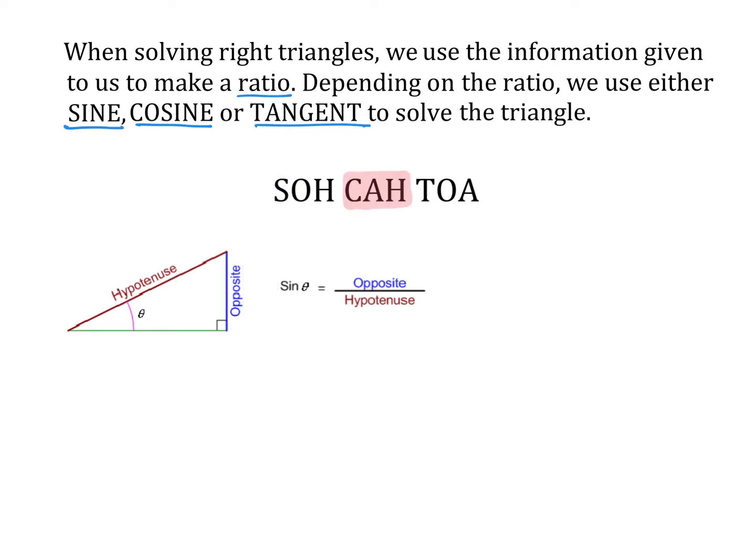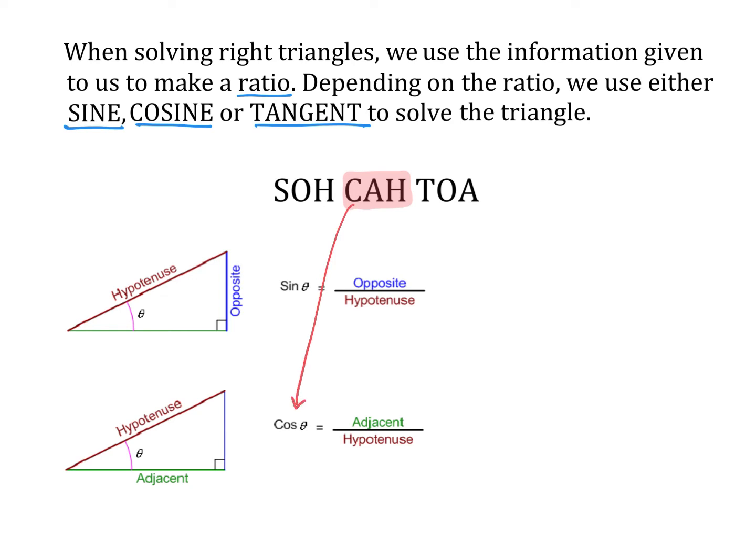Now let's focus on the CAH part. So again, you're given a triangle, and the C represents the cosine, meaning the function you're going to solve for it. The A and H represent sides that you're going to make a ratio out of. A comes first, so that means adjacent, that goes on top. H comes second, so hypotenuse, that goes at the bottom. So again, if you're given a triangle with the hypotenuse and the adjacent, you are going to use cosine or cos as the function to solve for it.